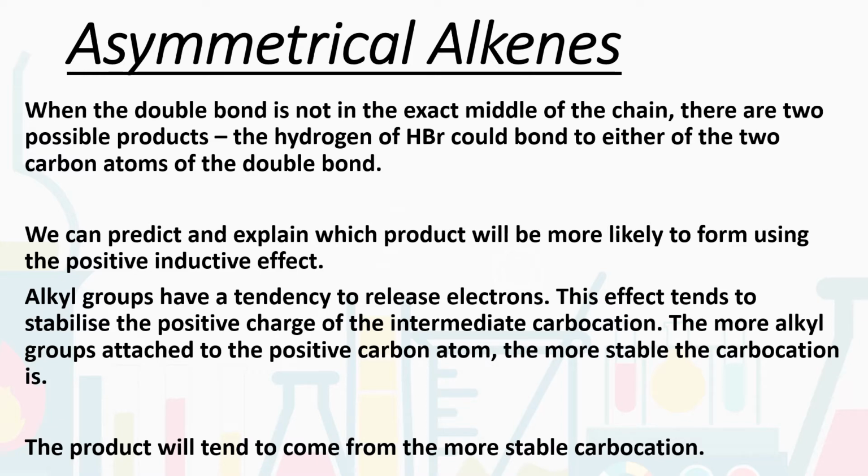Now this is the fact that alkyl groups have a tendency to release electrons. It doesn't mean they have lone pairs or negative charges, but essentially in molecules they tend to push their electrons away from themselves a little bit. And this effect tends to stabilize the positive charge of the intermediate carbocation. So if I have a positively charged carbon, a carbocation, that's also attached to another carbon atom, maybe an alkyl chain going off, that attached carbon will push its electrons towards the positive charge, just to help it out a little bit, to stabilize the molecule.